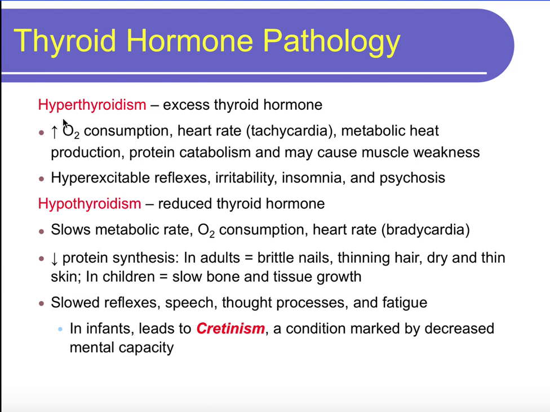So we can certainly have too much and too little thyroid hormone. So too much is hyperthyroidism. And it's basically going to increase metabolism. So think of turning on the engine of our body into overdrive. So we're going to have increased oxygen consumption, so increased respiratory rate, increased heart rate, which is tachycardia. We're going to have metabolic heat production, protein catabolism, which can cause muscle weakness. And we'll be hyperexcitable. Our reflexes will be really excited. We'll have irritability, insomnia, psychosis. So kind of our body's in overdrive.